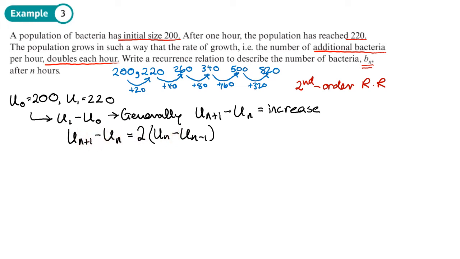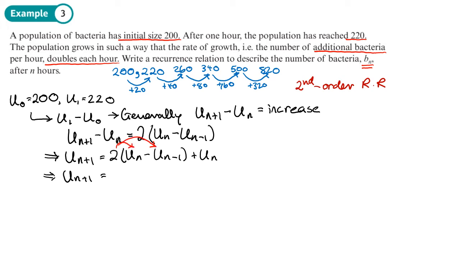Now from here, what we can do is just rearrange it to make u_{n+1} the subject. So if you've got u_{n+1} equals 2(u_n - 1), and then add the u_n to both sides. From there, I can expand the brackets. I'll have 2u_n from expanding these brackets here, plus the u_n that's there, that'll be 3u_n, and then minus 2u_n minus 1.